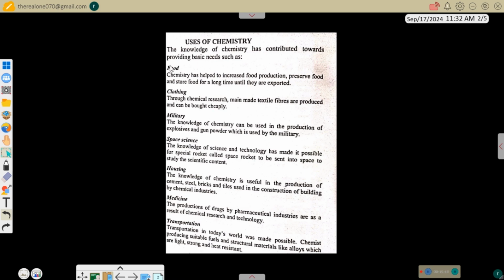So, for example, in food, chemistry contributes to it. Chemistry contributes to clothing, then military, like the production of guns and weapons. Then in space, chemistry makes it easy for space travelers, those that travel in rockets and planes and so on. Then housing, chemistry helps in the production of cement and other building materials. We have medicine, chemistry contributes to pharmacy a lot, and the production of vaccines and drugs. Then we have transportation. Chemistry also contributes to transportation in the sense that it produces some fuel, the fuel that we use to move our cars and fly our planes and so on. These are some of the uses of chemistry in our everyday life.